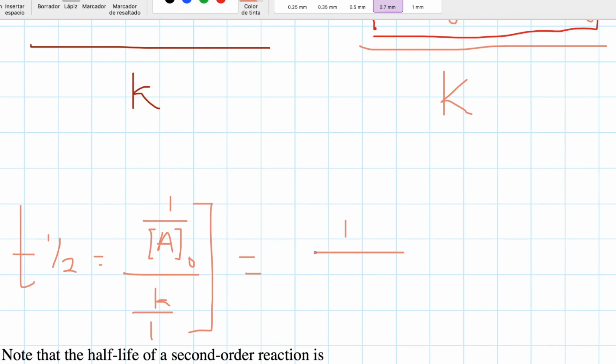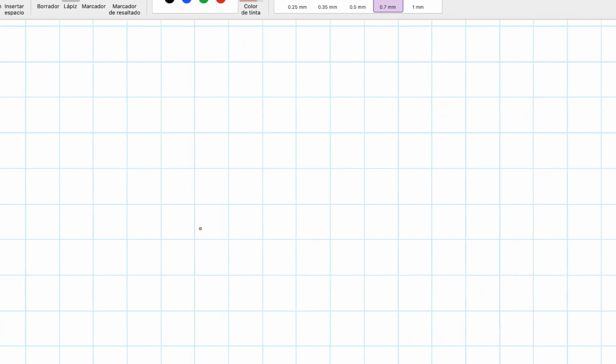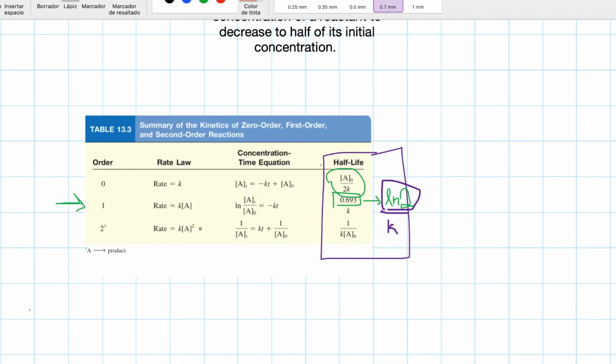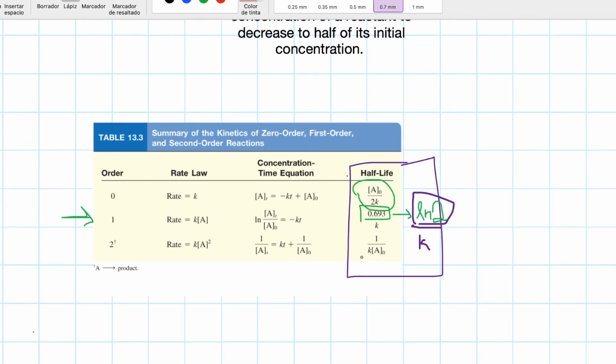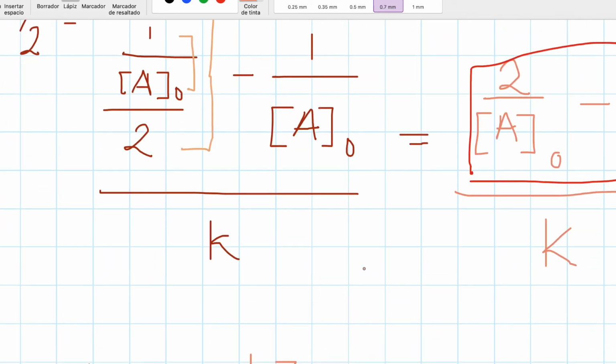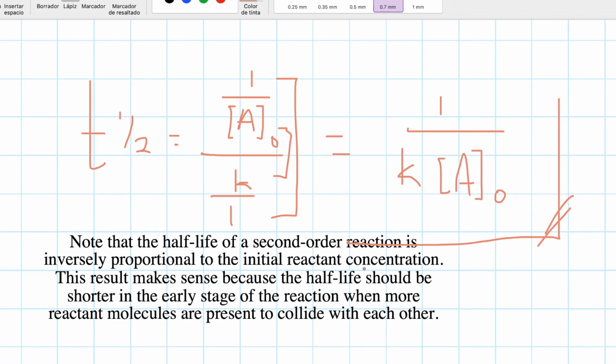And K has a denominator of 1. So let's go ahead and apply again the cool trick we learned before. It's going to be 1 over K times initial concentration. So this will be our formula. Let's go ahead and see the table to check if we got the same formula. So yeah, we got the same.